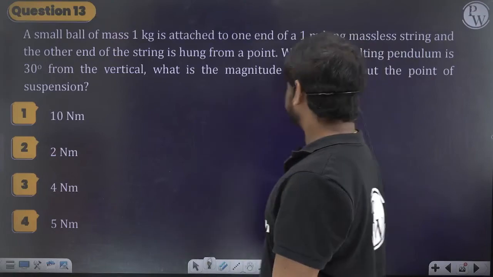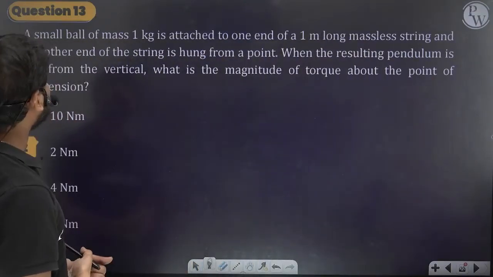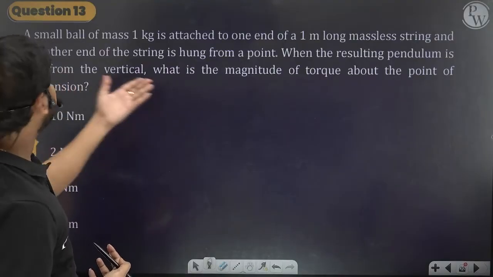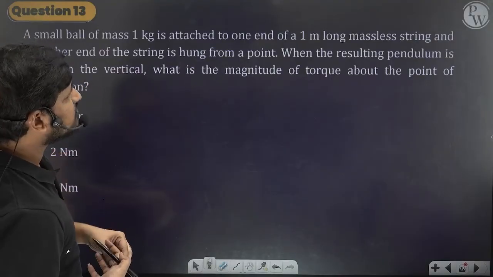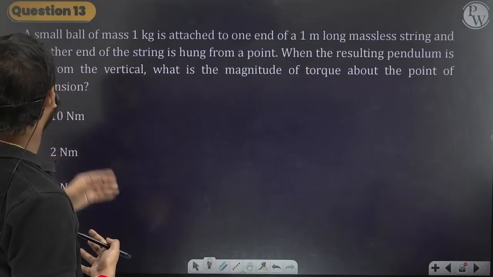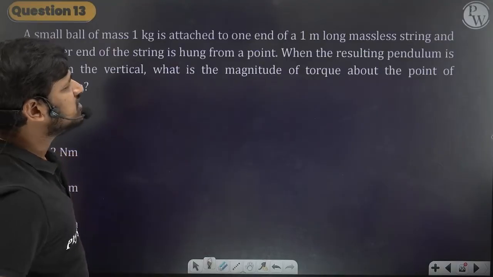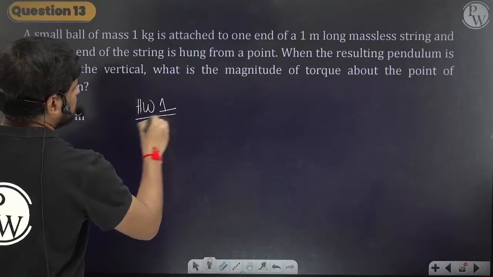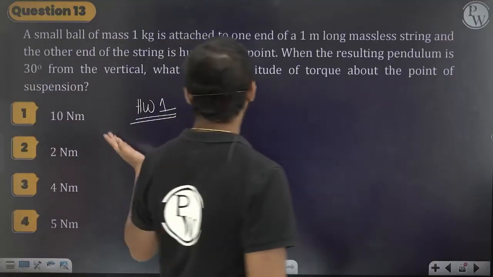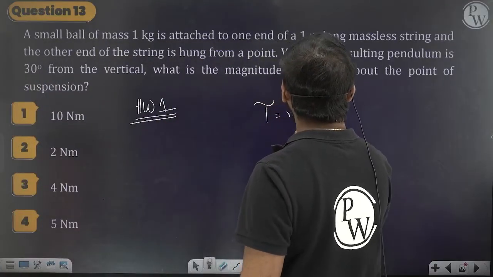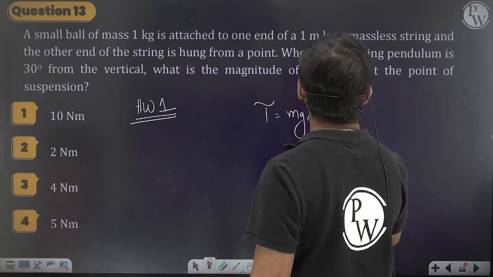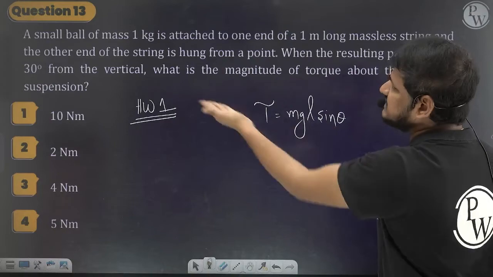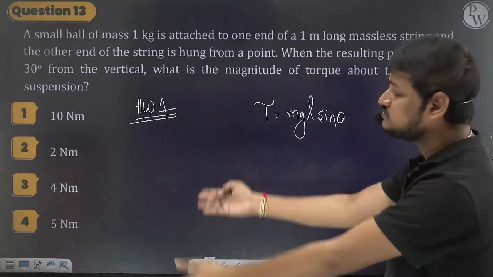Chalo. A small ball of mass 1 kg is attached to one end of a 1 meter long string, so the string length is given, and the other end of the string is hung from a point. When the resulting pendulum is making 30 degrees with the vertical, what is the magnitude of the torque? This is just the previous question with substitution. So let's take this as homework 1. The torque is equal to mgL sin theta, the same as the previous question, but this time values are given. Mass you know, L you know, g value you know, and theta they gave. You have to just substitute and put the answer.